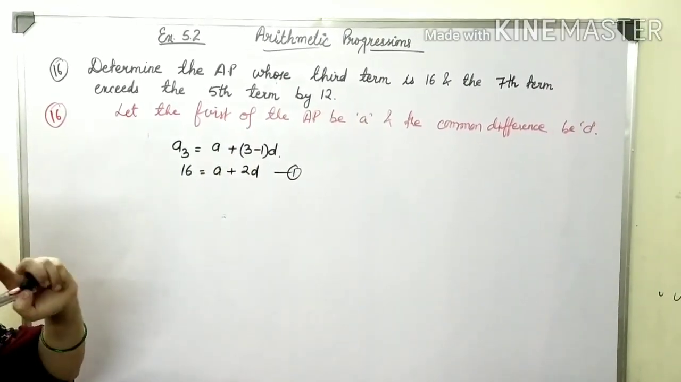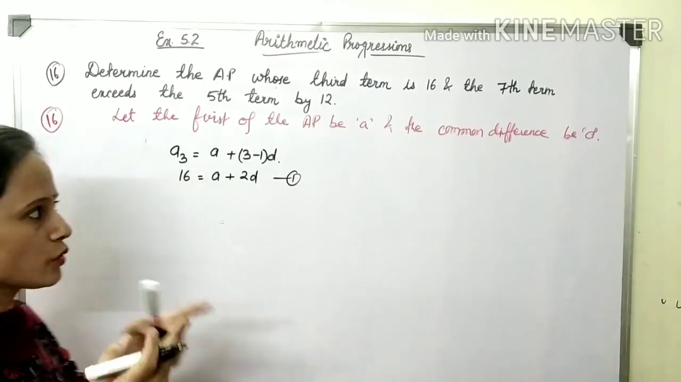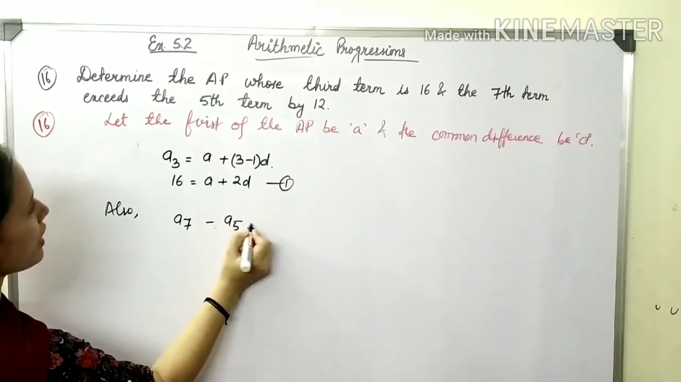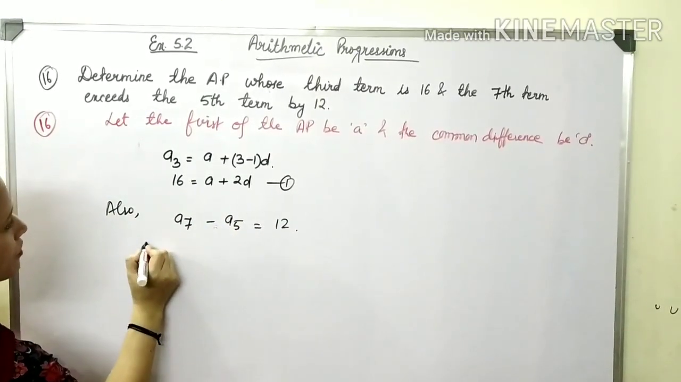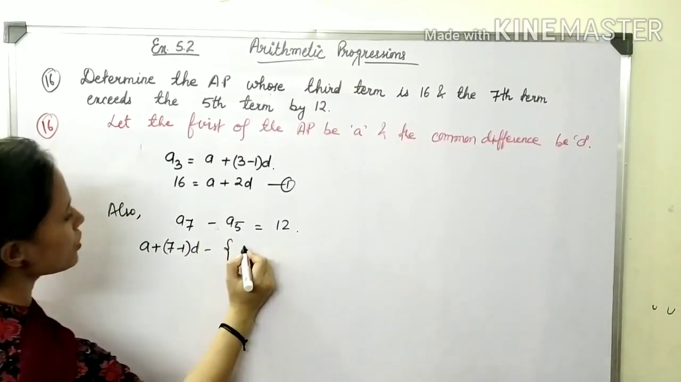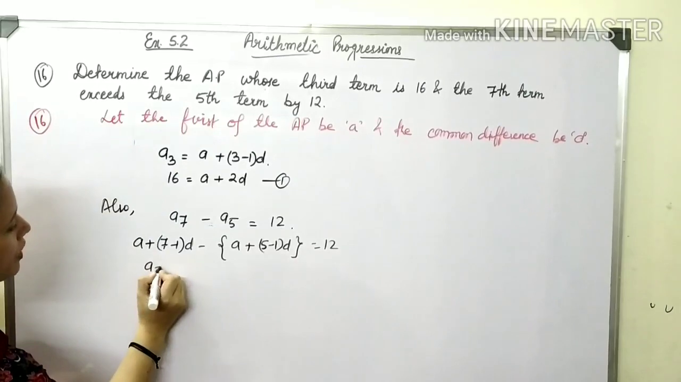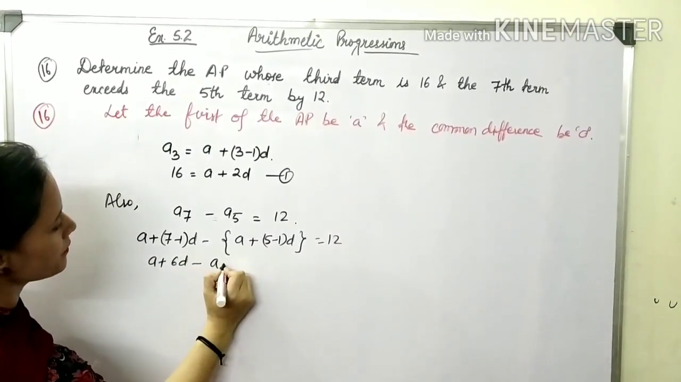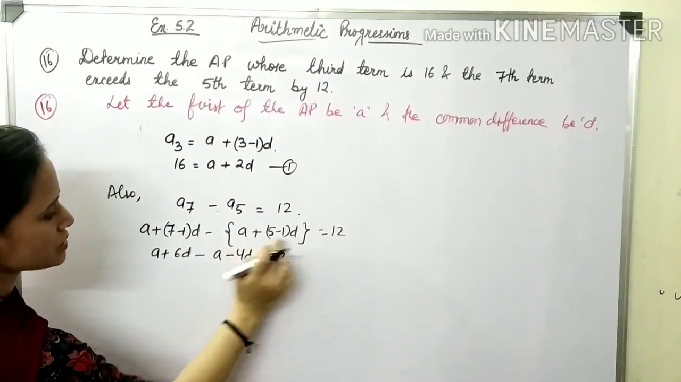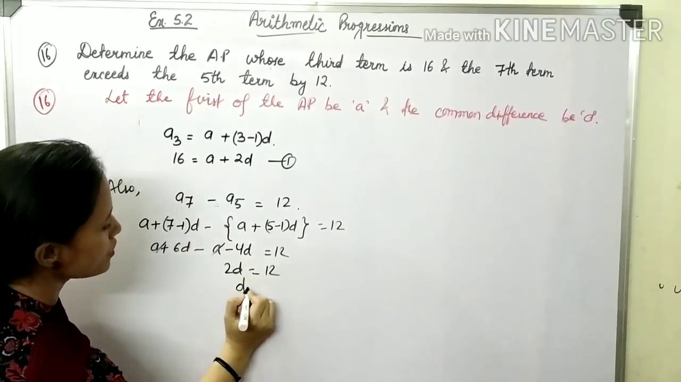Now the second information is the 7th term exceeds the 5th term by 12. It means the 7th term is greater than the 5th term, or you can take this as the difference between the two terms. A7 minus A5 is equal to 12. Now A7 we can write as A plus (7 minus 1) D minus, since minus is there, we'll have to put the bracket, (A plus (5 minus 1) D) is equal to 12. So we are getting A plus 6D minus A minus 4D is equal to 12. I have opened the bracket also. So we are getting 2D is equal to 12, D is equal to 6.